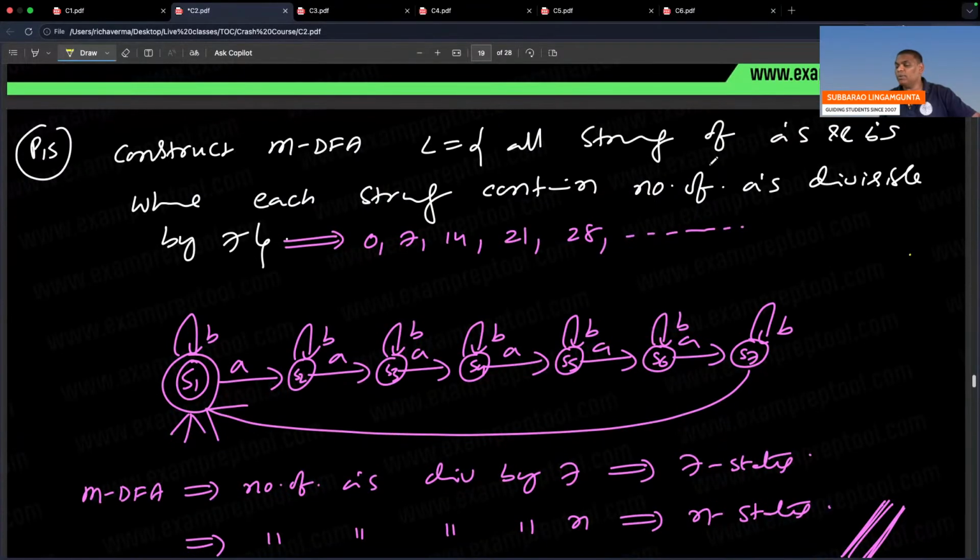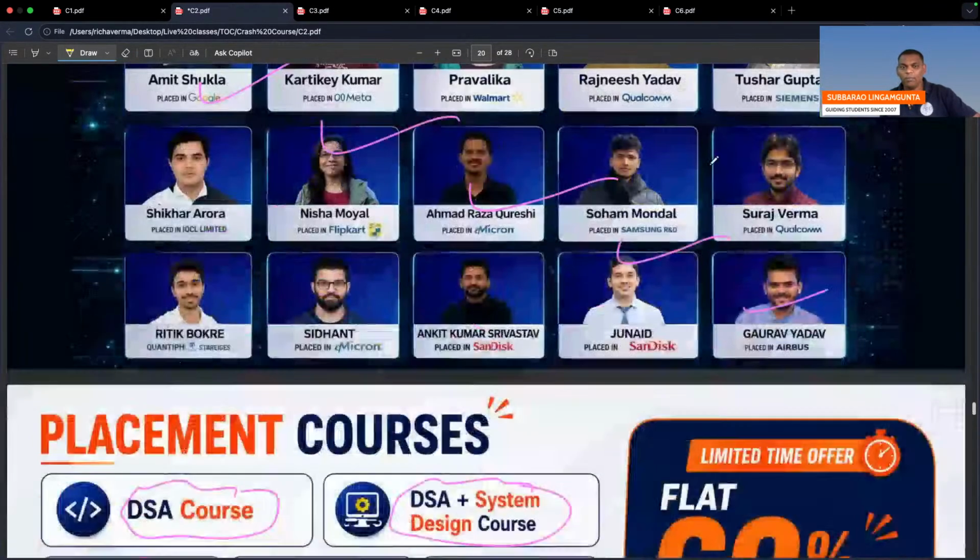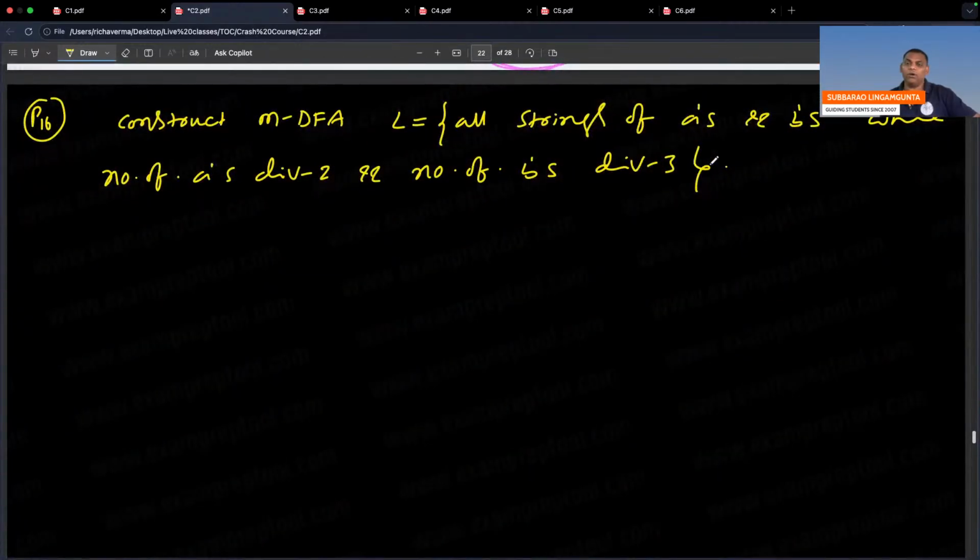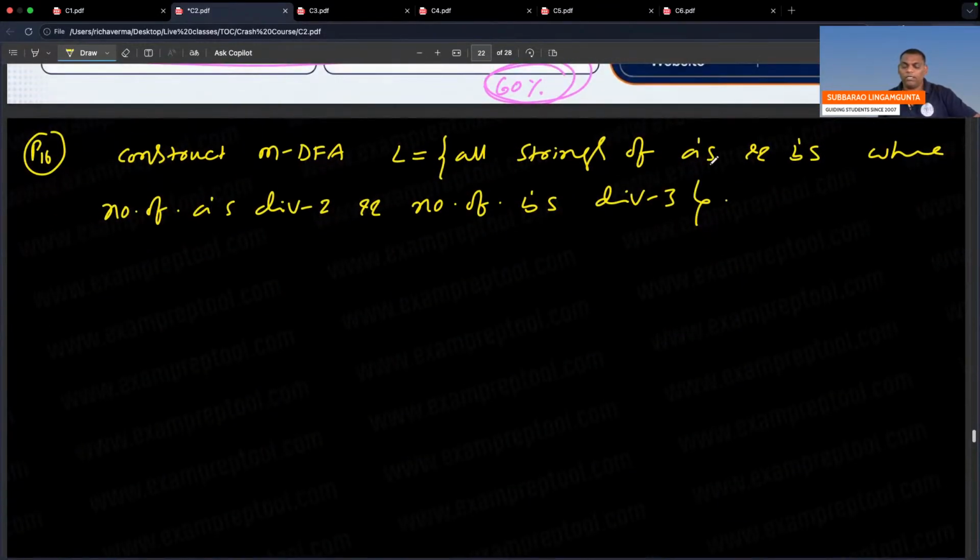Only A divisible by 7, you know. Only B divisible by 5, you also know. But whenever combined is asked, how are you going to solve? Construct minimal DFA for the language L is equal to all strings of A's and B's where number of A is divisible by 2, number of B is divisible by 3. Very simple. Number of A divisible by 2, you know, 2 states. Number of B divisible by 3, so 3 states. You know this very well.